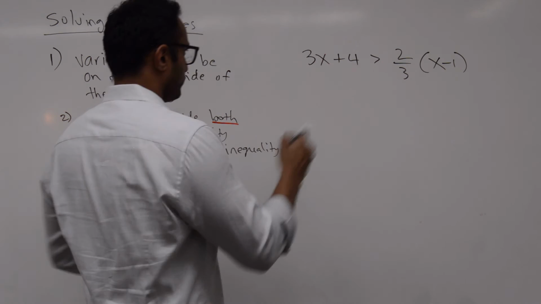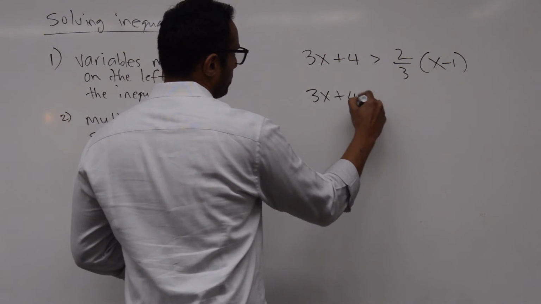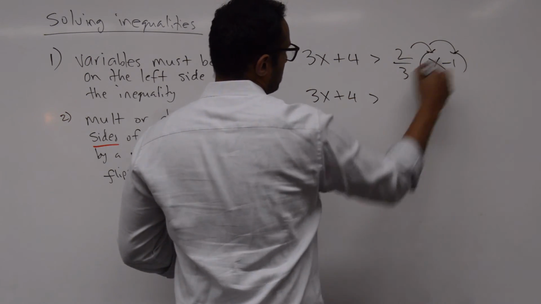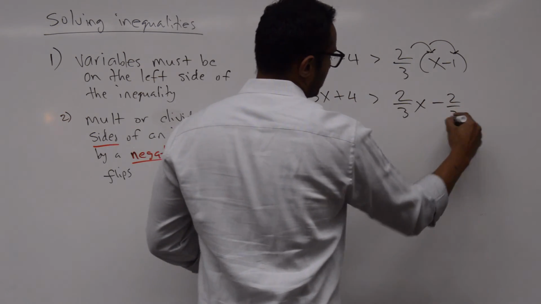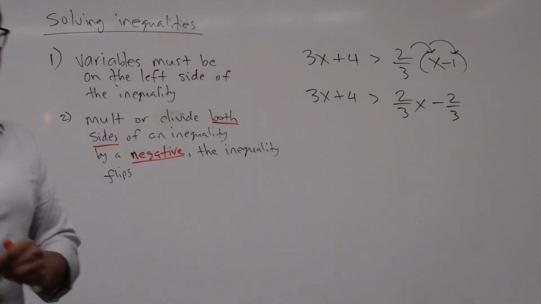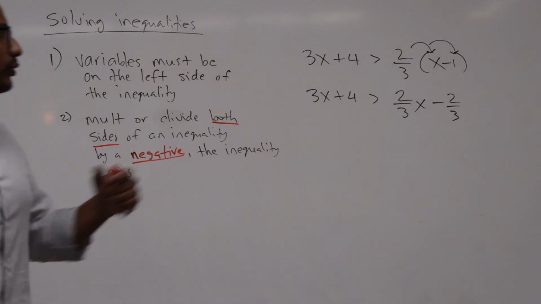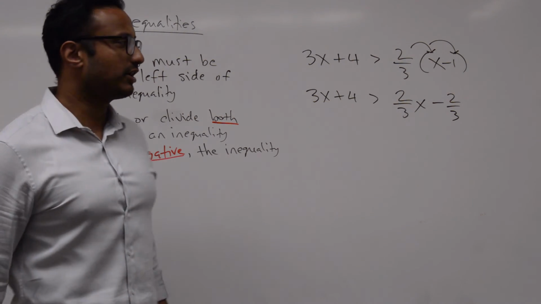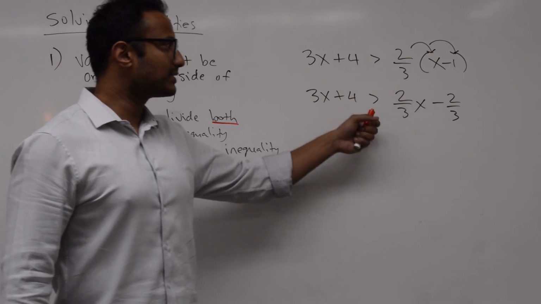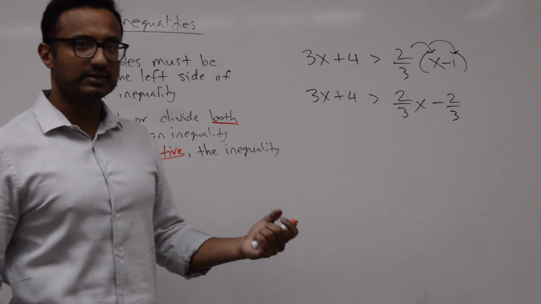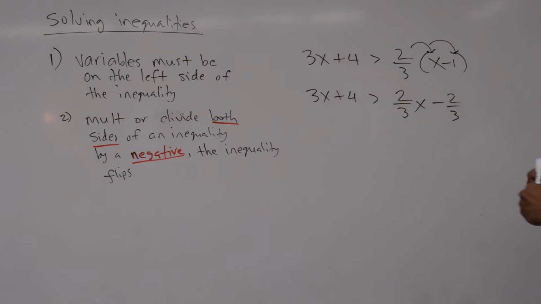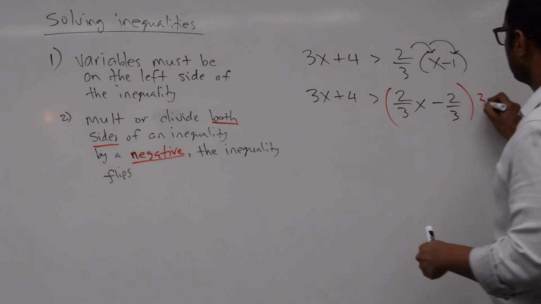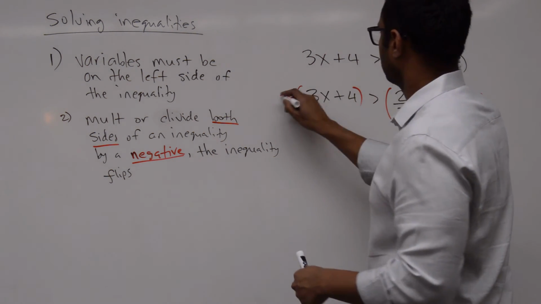Step 1, distribute. So we got 3x plus 4 greater than 2/3 times x, which is 2/3 x. 2/3 times negative 1, that's negative 2/3. Okay, do you guys remember what we do with fractions? You want to get rid of it. It's the best thing to do. So to get rid of it, we're going to multiply both sides of the inequality by the LCD. In this case, the LCD is pretty easy. It's 3. So I'm going to multiply this side by 3 and this side by 3.